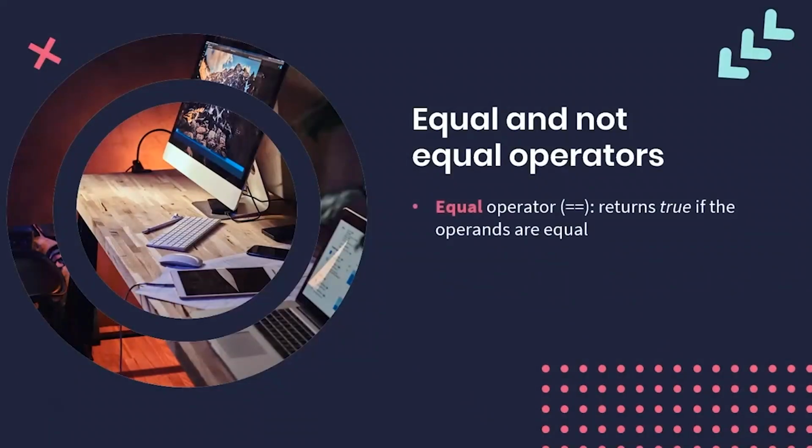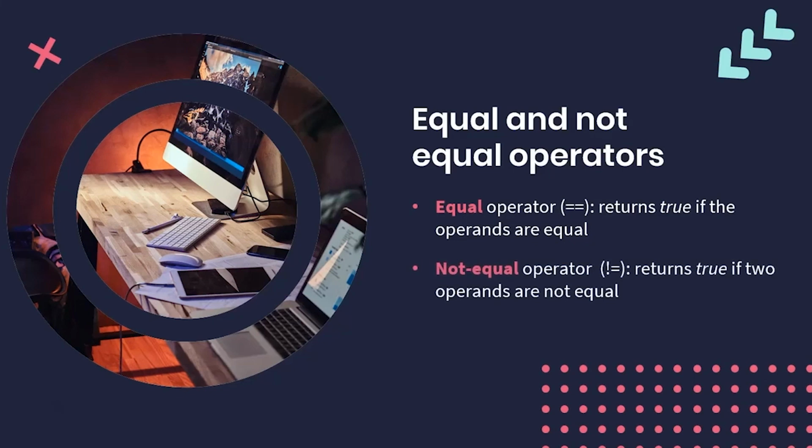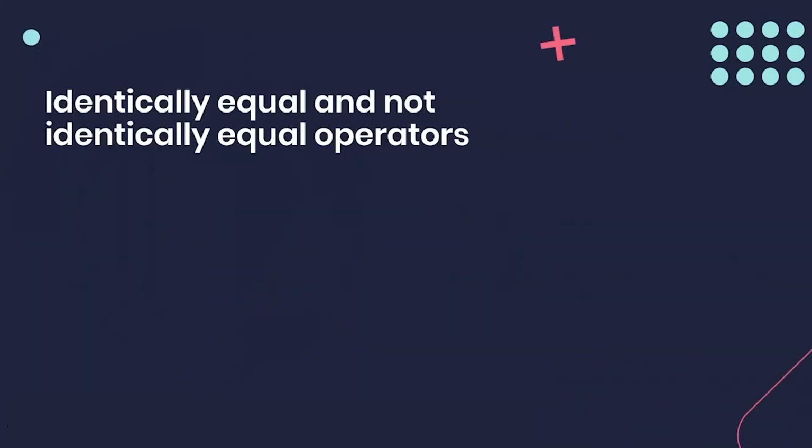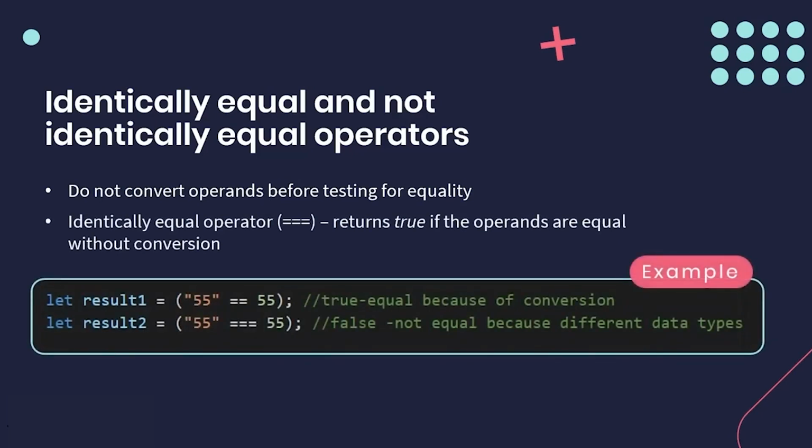The equal operator in JavaScript is the double equal sign, and it returns true if the operands are equal. The not equal operator is the exclamation point followed by an equal sign, and it returns true if the 2 operands are not equal. The identically equal and not identically equal operators do the same thing as equal and not equal, except they do not convert operands before testing for equality. The identically equal operator is represented by 3 equal signs and returns true only if the operands are equal without conversion, as seen in this example.